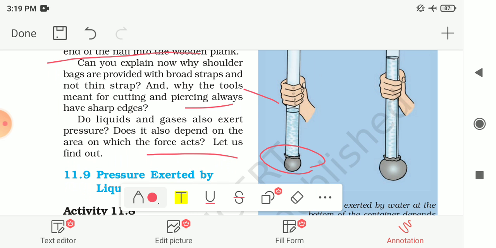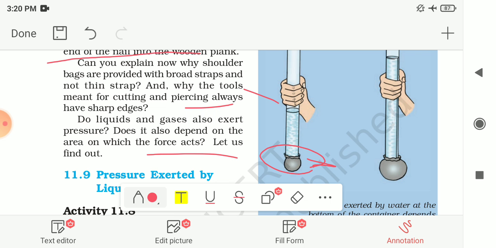Then ask one of your friends to pour some water in this pipe. Does the rubber sheet bulge out? That means, do you find that the rubber balloon inflated? Yes, you will find that when you pour the water in the pipe, the rubber sheet or balloon will bulge out.